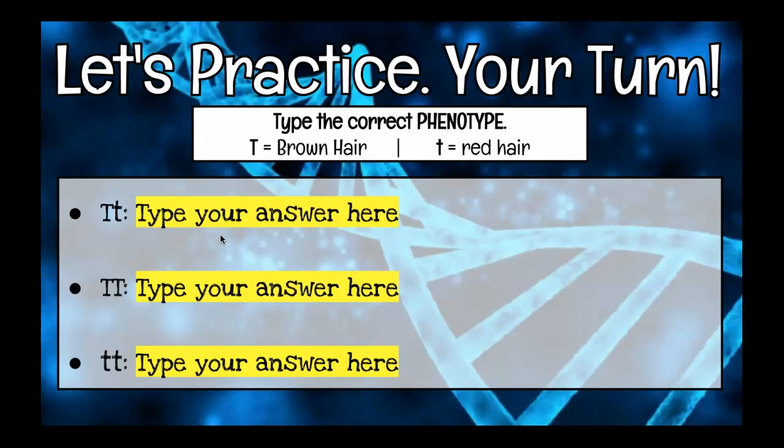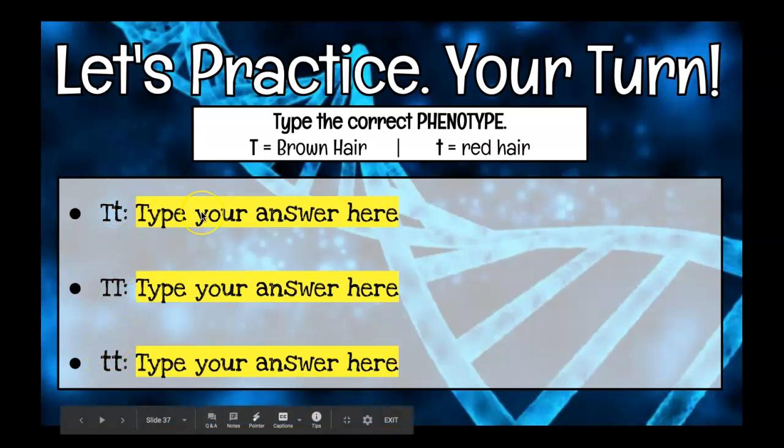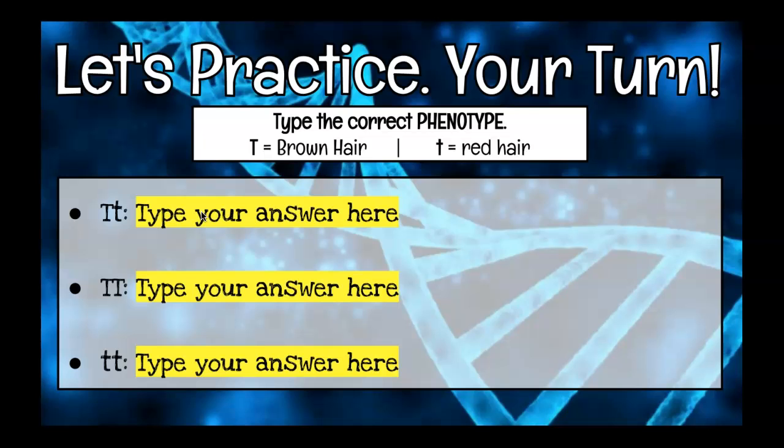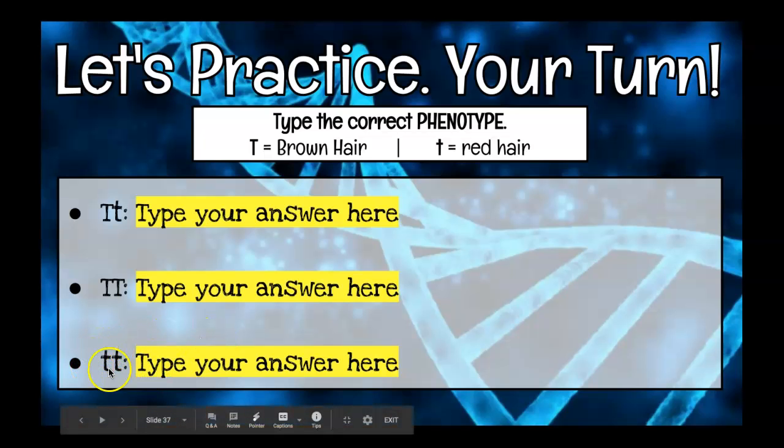So let's practice here. We have to type in the right phenotype. So see, they give us the letter combination, which is our genotype. We have to say what that means, what the physical trait is that that person's going to get. If big T is brown hair and little t is red hair, both the first two have a big T in them, so they are both brown hair. The phenotype or the physical trait is brown hair. Even though it's carrying a recessive trait here, it gets covered up and masked because there's a dominant one. The third one is little t, so the physical trait they're going to get is red hair.